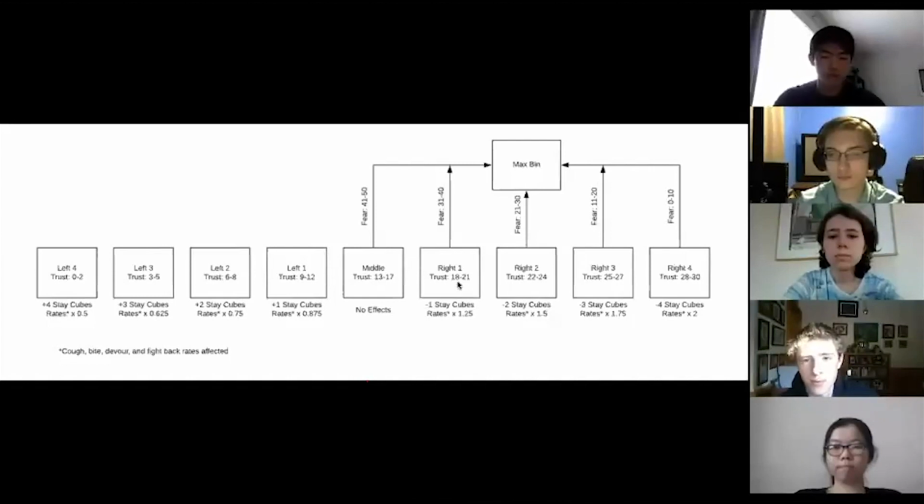Like the way the fear cap works, trust also influences NPC movement and transition rates based on these different trust bins. So lower trust makes it more likely for an NPC to stay in a neighborhood, whereas higher trust makes it more likely for an NPC to leave a neighborhood. Similarly, depending on each neighborhood's trust bin, the game either increases or decreases the cough, bite, devour, and fight back rates using these different weights that we've labeled here. We included these features for realism's sake. As people lose trust in each other, they become more inclined to stay home and to stay away from other people.